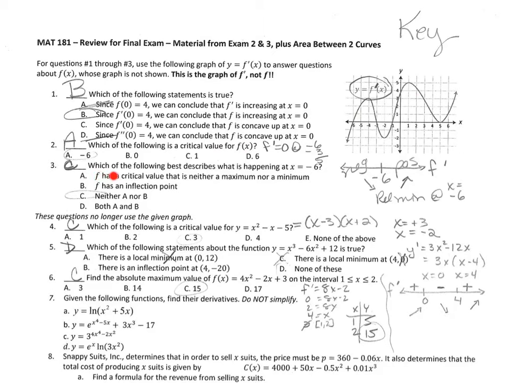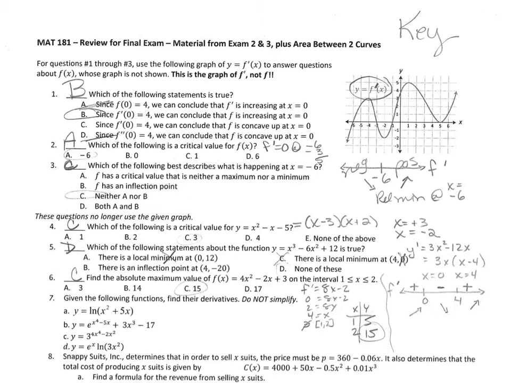The first one says we have a critical value that's neither a max or min. That's not true. We don't know whether it's an inflection point or not. We're not looking at the second derivative and concavity. So neither A nor B are true. That's C. We know that they both are not true, so we're going to choose C for number 3.